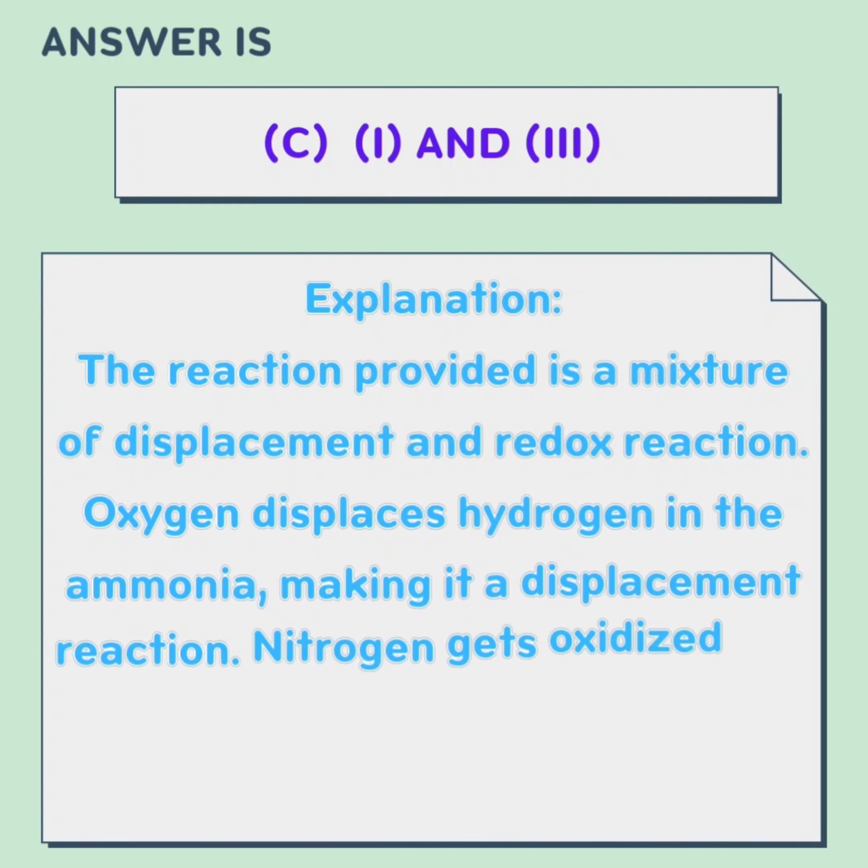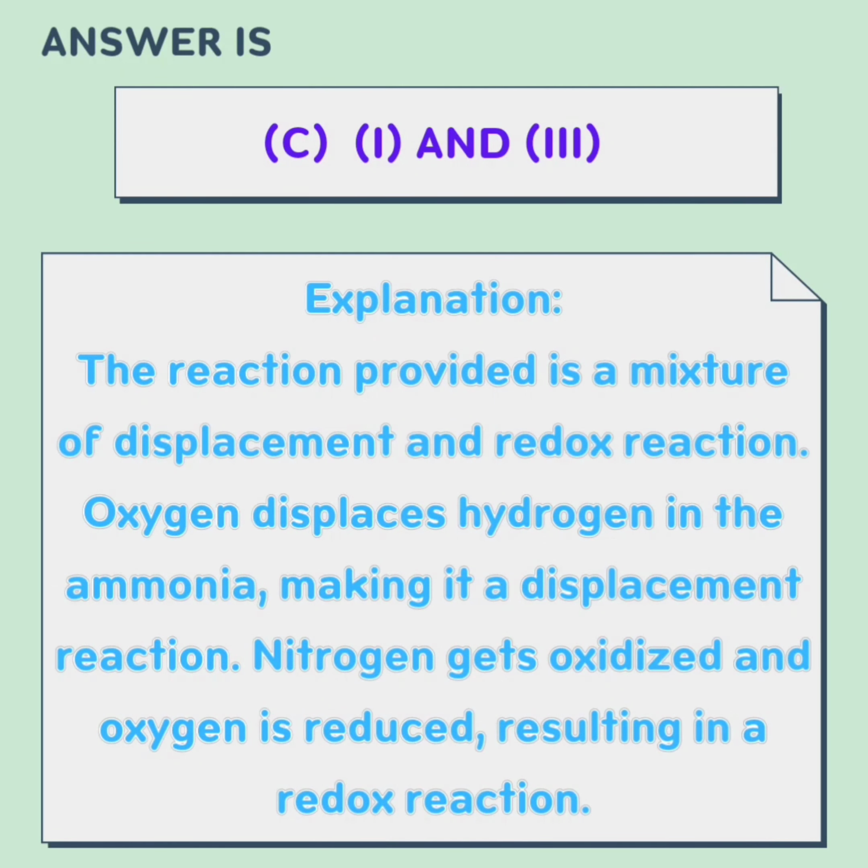1 and 3. Explanation. The reaction provided is a mixture of displacement and redox reaction. Oxygen displaces hydrogen in the ammonia, making it a displacement reaction. Nitrogen gets oxidized and oxygen is reduced, resulting in a redox reaction.